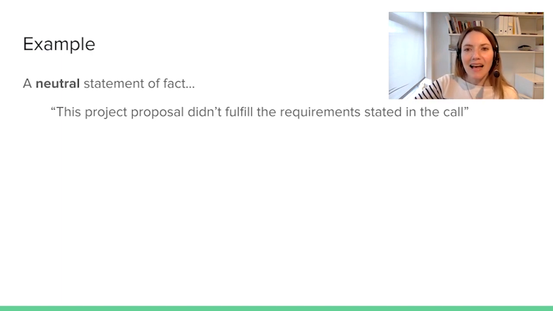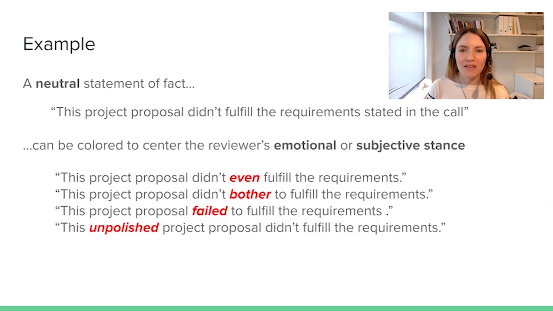Now, let's add in a bit of non-neutral language, that is, language that centers the reviewer's emotional or subjective stance, and see how it changes the original sentence. The project proposal didn't even fulfill the requirements. The proposal didn't bother to fulfill the requirements. The proposal failed to fulfill the requirements. This unpolished proposal didn't fulfill the requirements.